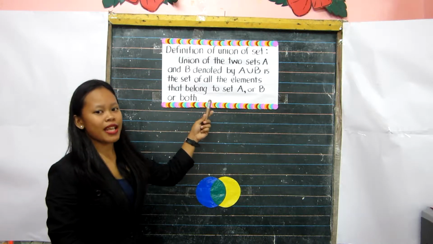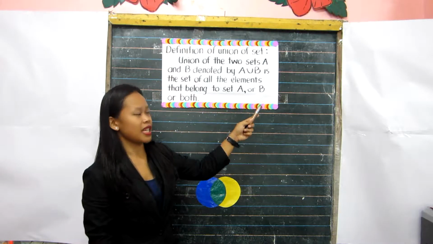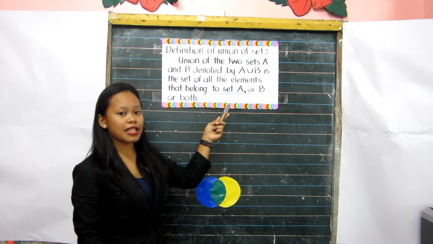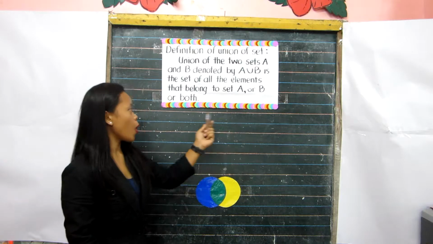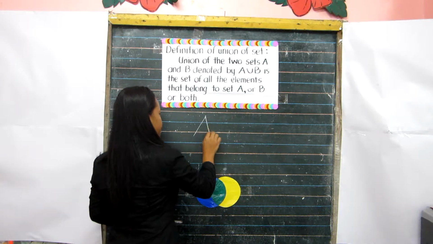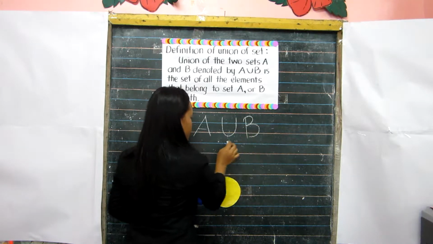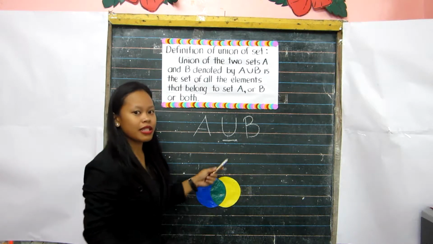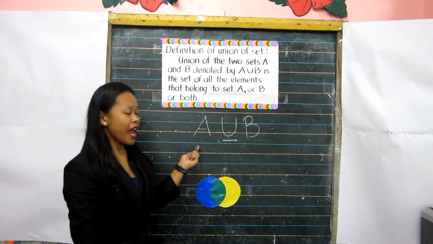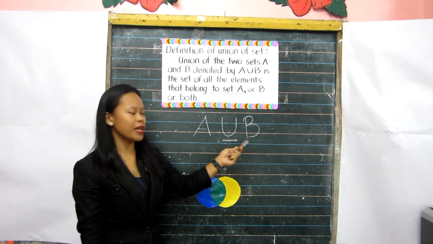The union of the two sets A and B, denoted by A union B, is the set of all the elements that belong to set A or B or both. So it is denoted by this symbol. This mathematical symbol means OR. So instead of saying A union B, we can also say A or B.